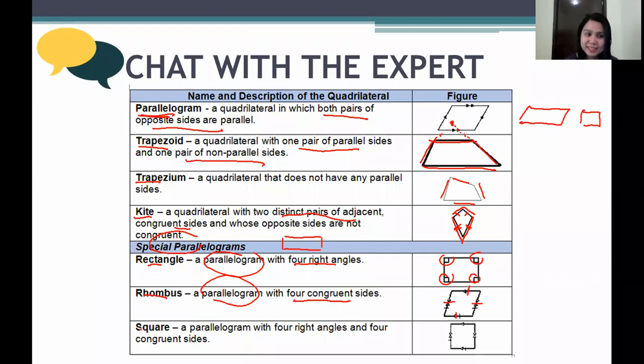The last is a square. A square is a parallelogram. What makes it unique? It has four right angles. It means it's a rectangle. And it also has four congruent sides. So it's also a rhombus. That's why we say that the square is a rectangle. At the same time, the square is also a rhombus.